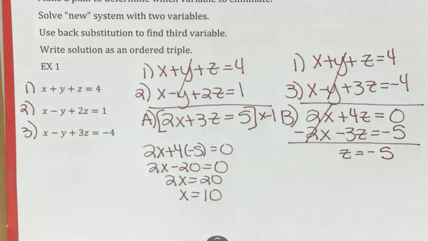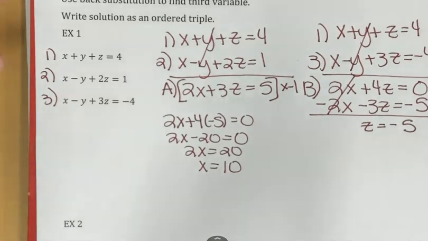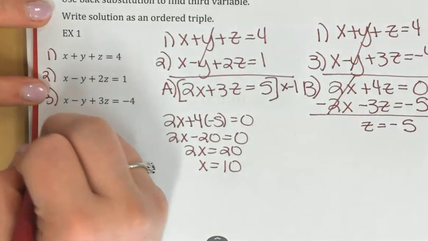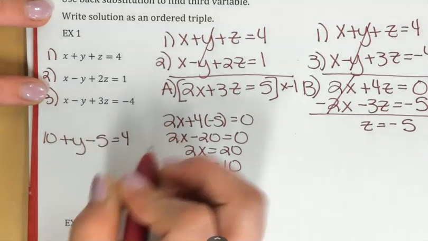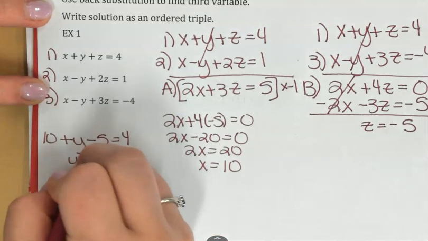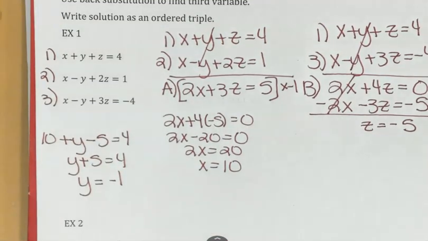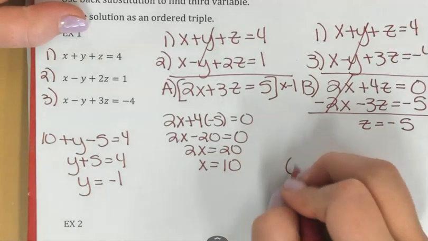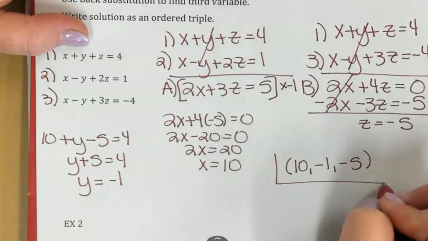Now I need to find y. I'm going to have to plug x and z into one of my original 3 equations. Again, which one you do is up to you. I'm going to go with equation 1 because there's no multiplication involved in that. So that is going to be 10 plus whatever y is, minus 5 equals 4. 10 minus 5 is 5. And y is -1. So my solution for this system is 10, -1, -5.